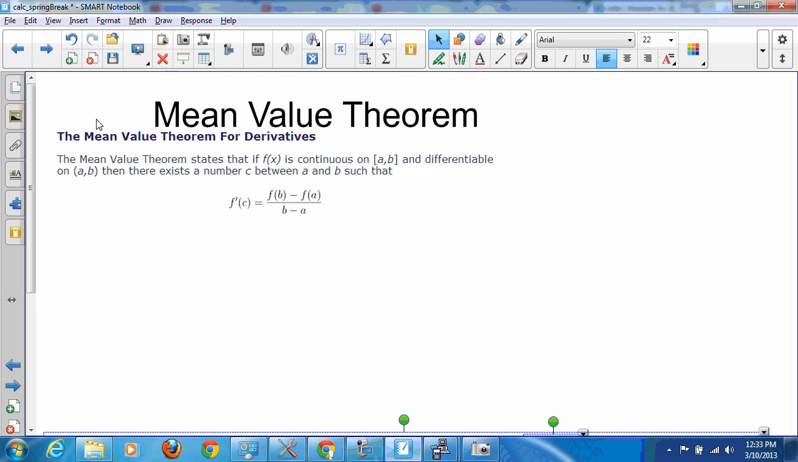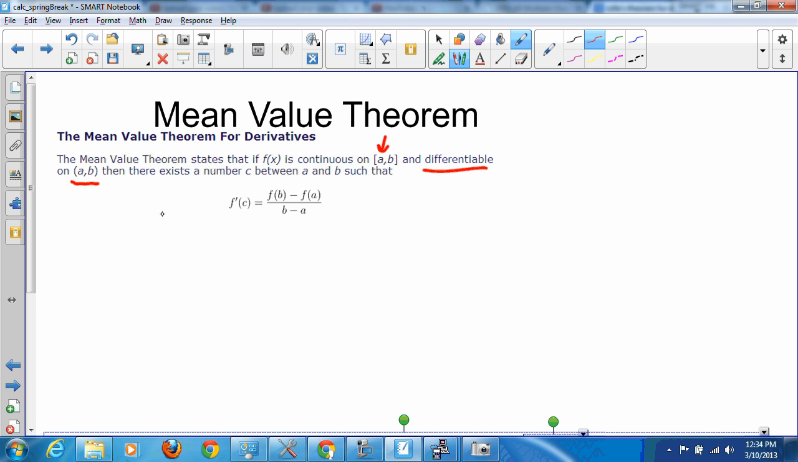Okay, today let's take a look at the mean value theorem for derivatives. It's kind of a verbose statement here. Let's read it and see if we can make some sense out of this. First of all, it says that if a function is continuous on a closed interval from a to b, and you can take the derivative on the open interval a to b.